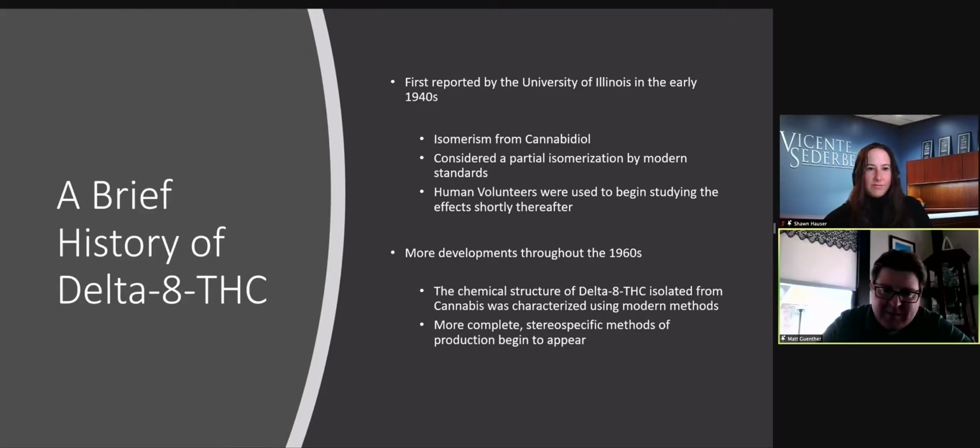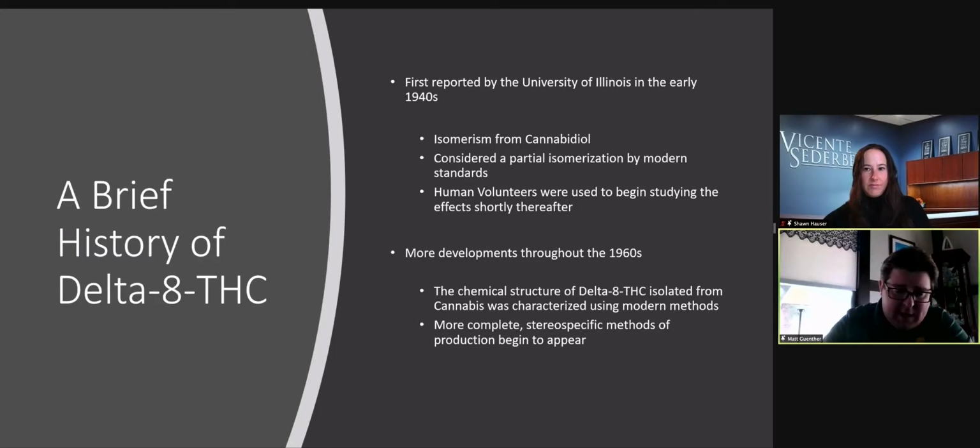I thought that was funny because that was just a few years after the Marijuana Tax Act, and already the scientists were out seeing what was going on with the plant. So fast forward to the mid 60s, I believe it was 1966. That's when Delta-8-THC was actually structurally characterized from cannabis, and that led to more complete stereo-specific methods of production.